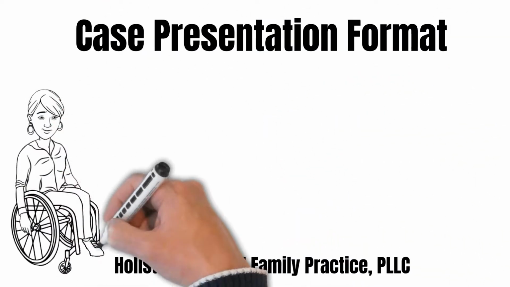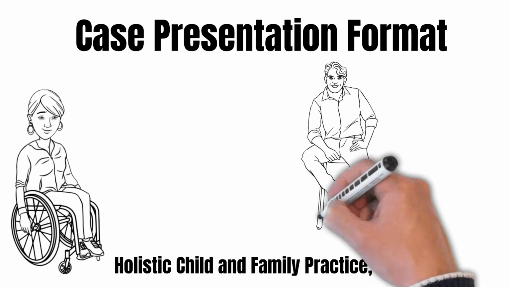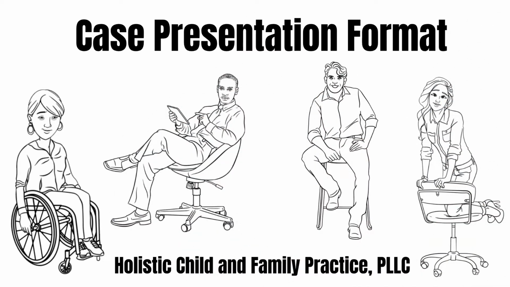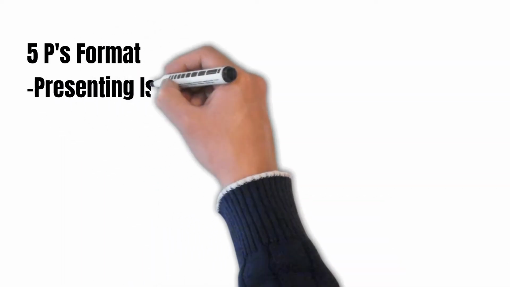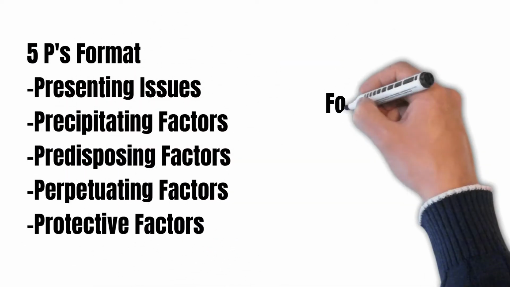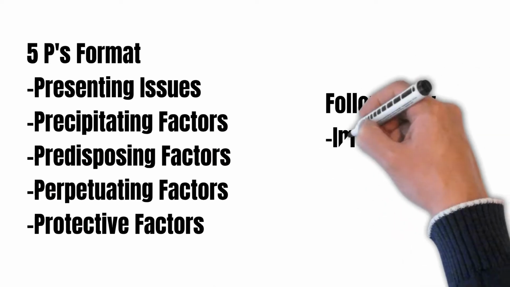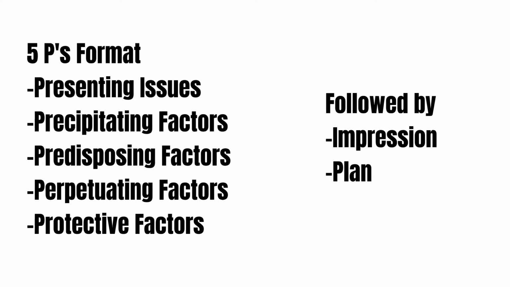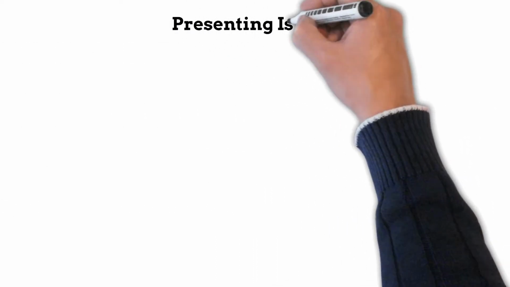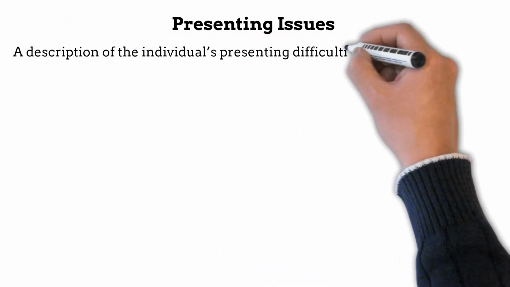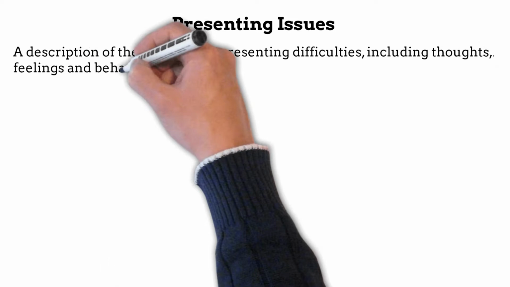This video is to give you an example of the format to use while presenting your case during the neurodiversity consult group. This format includes presenting issues, precipitating factors, predisposing factors, perpetuating factors, protective factors, followed by your impression and plan. Presenting issues is a description of the individual's presenting difficulties, including thoughts, feelings, and behaviors.